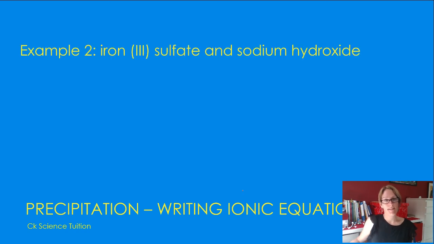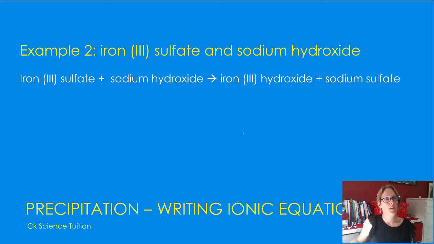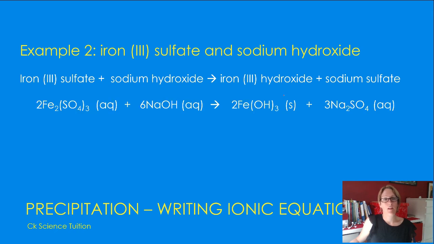Another example, let's say we mixed iron 3 sulfate and sodium hydroxide. Word equation again doesn't tell you very much. I'm going to pick my insoluble product, and it's going to be iron 3 hydroxide. This is a test for hydroxide ions, gives me a red-brown precipitate. So this is just to get you on side for ionic equations.